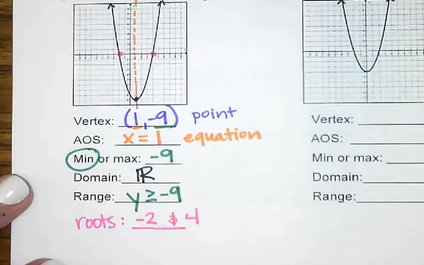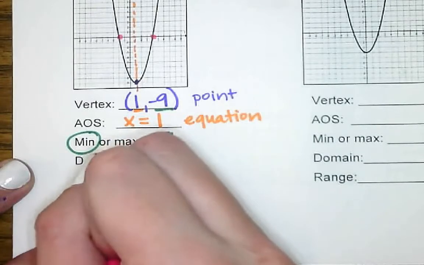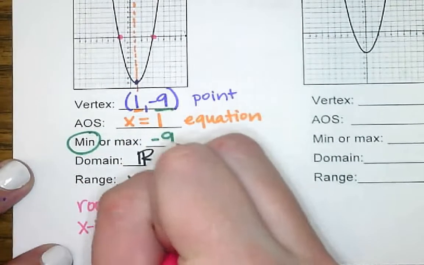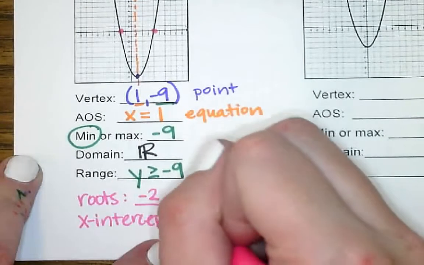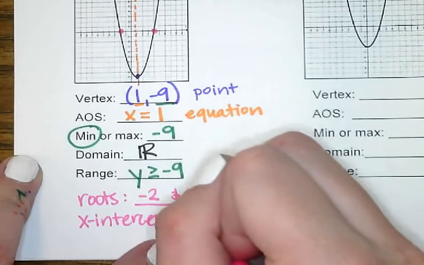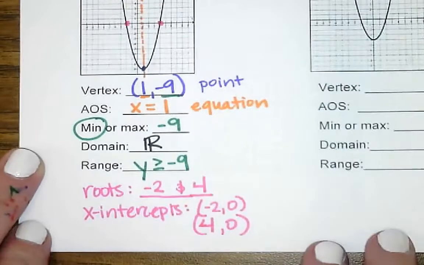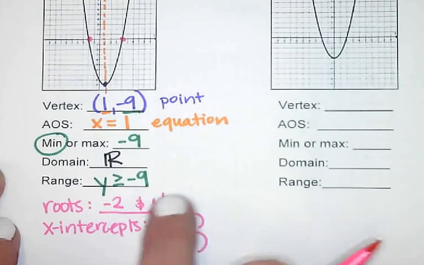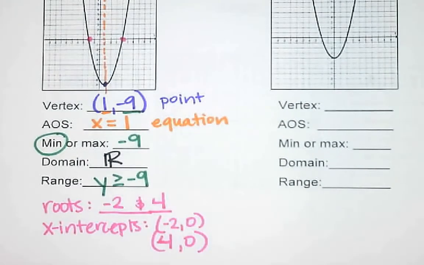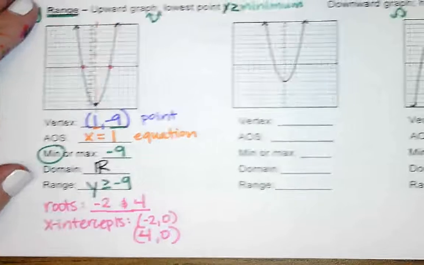Now, guys, if I asked for the x-intercepts, then we would have written that as -2, 0, and 4, 0. We would have written it as 2 points. Does that make sense, y'all? So it depends on how we ask for it. The roots are the values. The x-intercepts are the actual points. All right? All right, so guys, honestly, we're just identifying these right here.